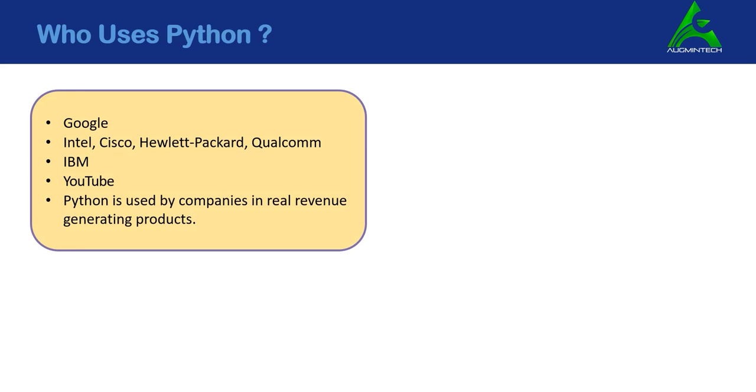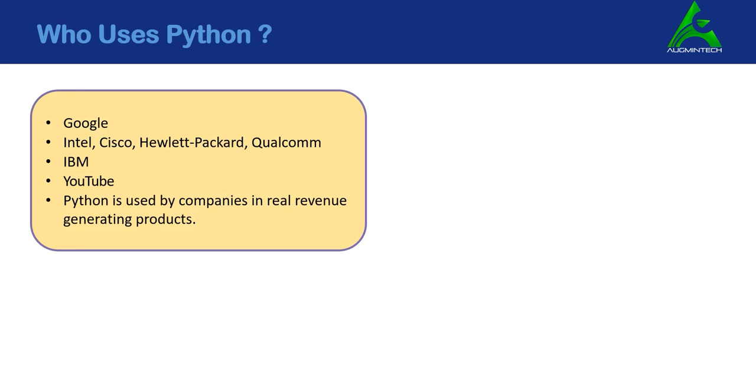Then we have Intel, Cisco, HP, Qualcomm. These are the hardware companies using Python for hardware testing. Then we have IBM that uses Python for some of its factory tool applications. Then YouTube. What people do on YouTube is go to YouTube, create their channels, and share or upload their videos. YouTube's video sharing service is actually written in Python.